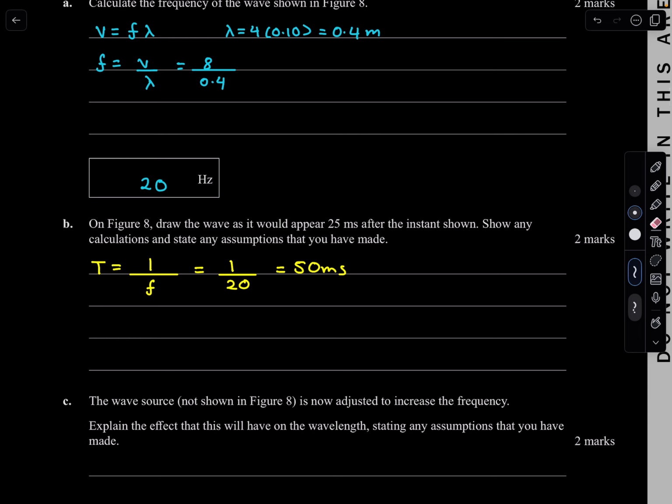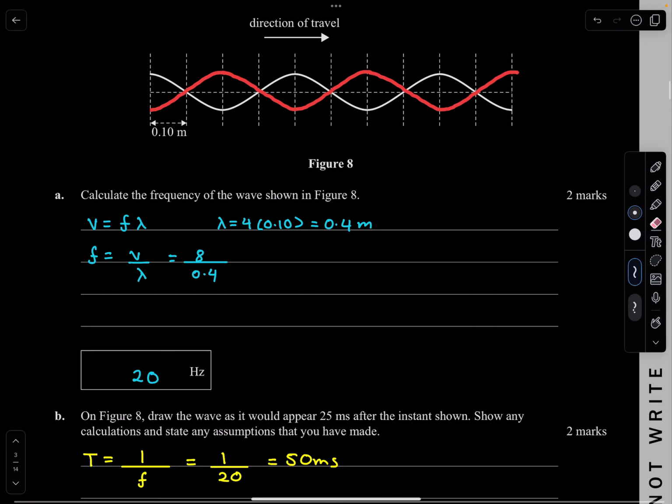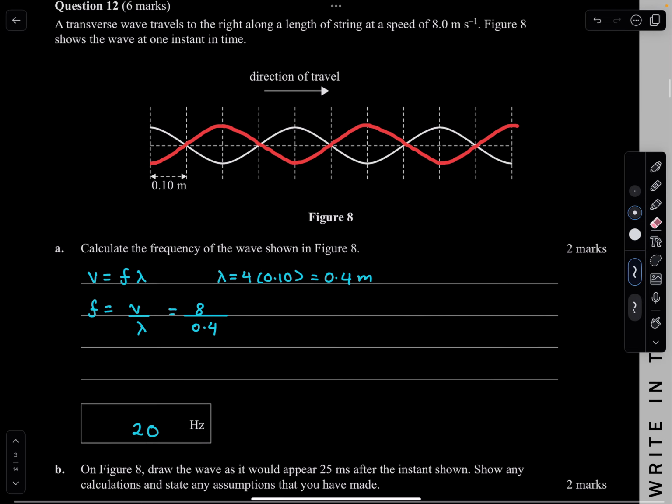Alright, so it says 2 marks. Basically, draw it, I think that's 1 mark. The other mark is for showing your calculations. I just needed the time, the period, and to state any assumptions. Assuming that the speed hasn't changed, yeah.